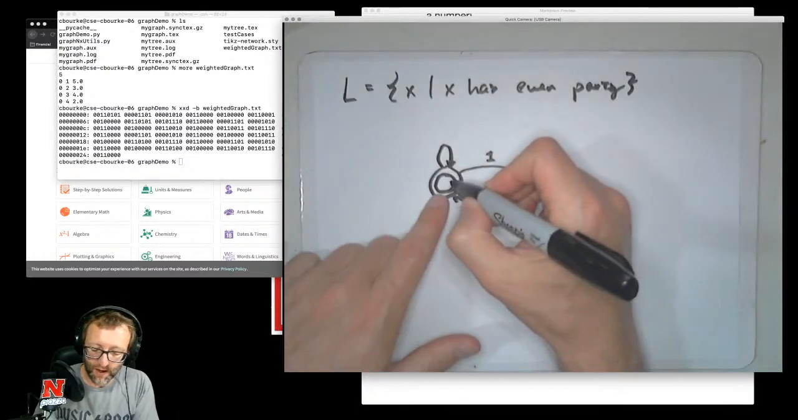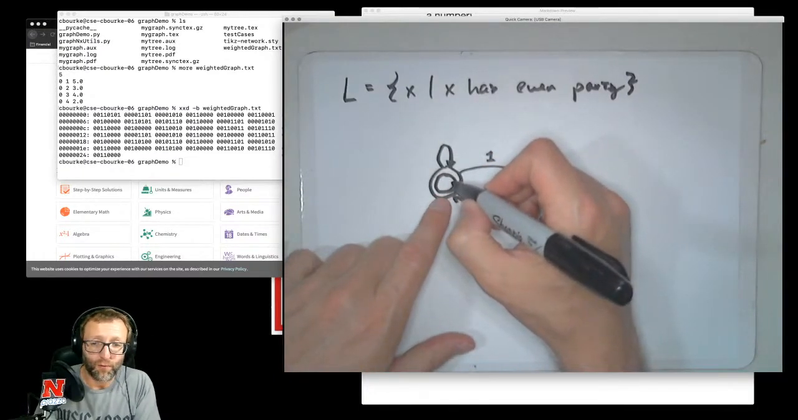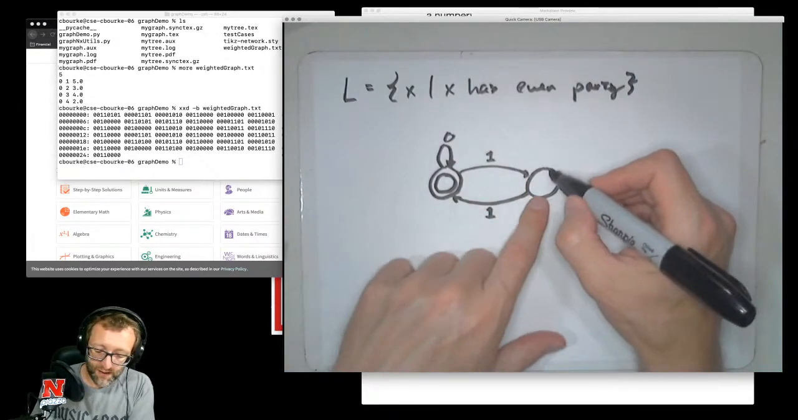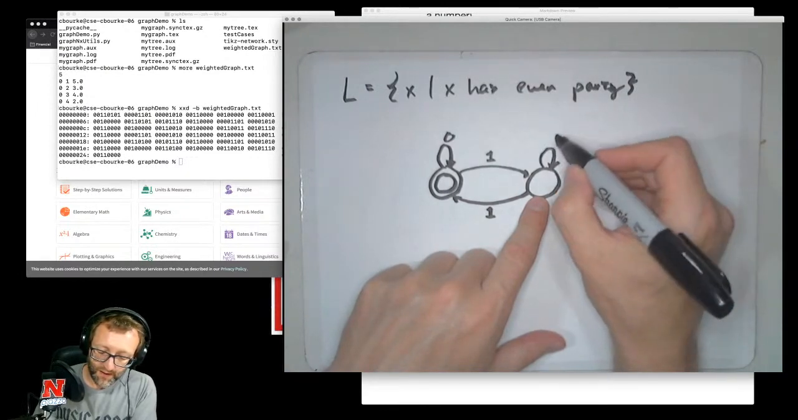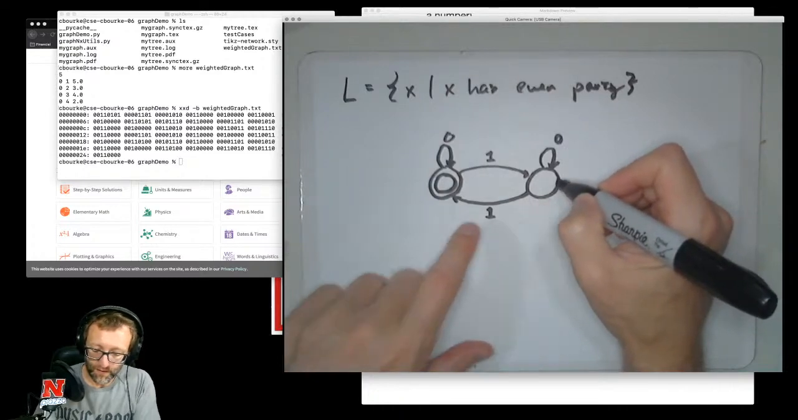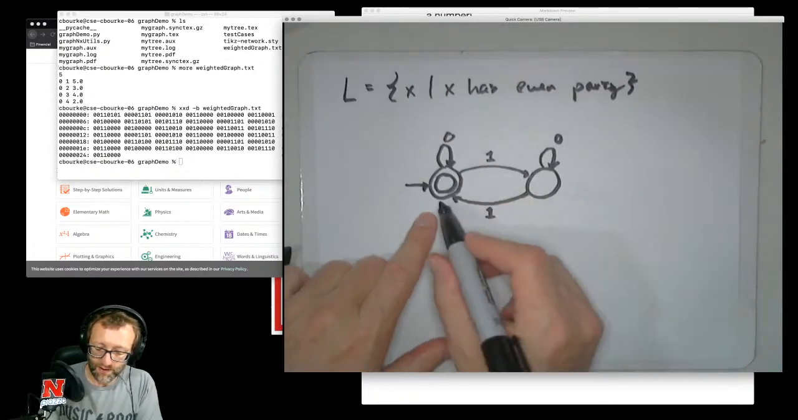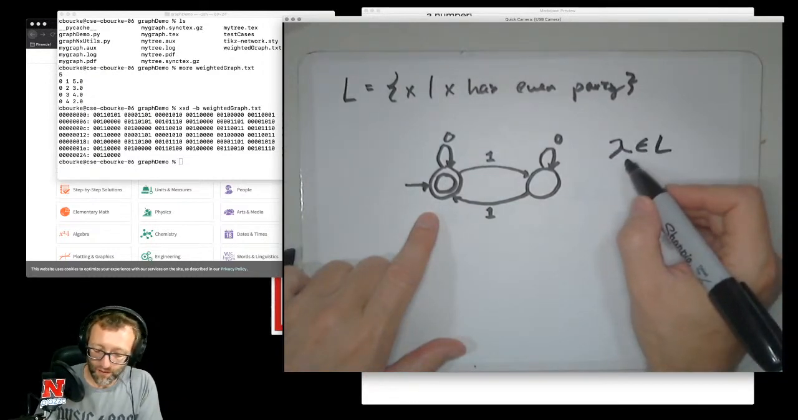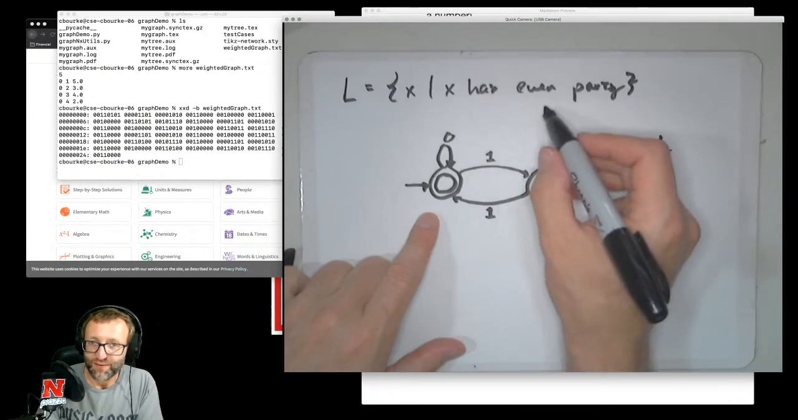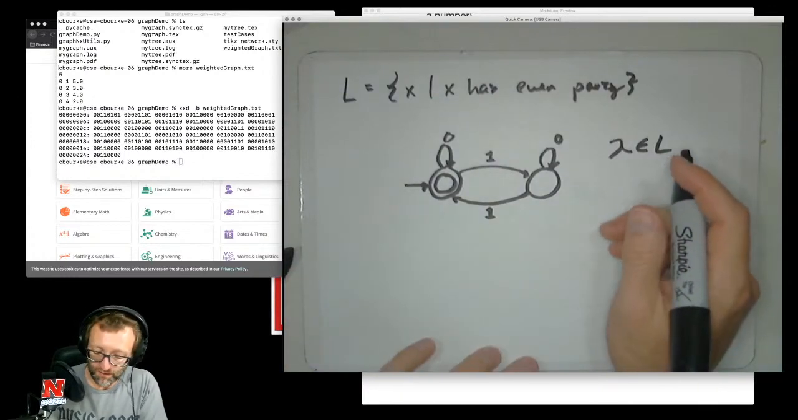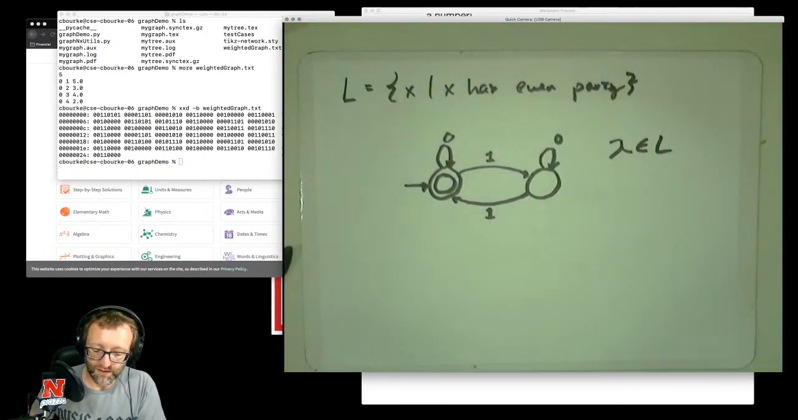So if you see a 0 and you've already seen an even number of 1s, well, that's not going to affect the parity at all. If you've seen an odd number of 1s, that's not going to affect the parity at all. So if you see a 0, you stay in that state. Right? Make this the initial state, and you end up accepting the empty string because, well, yeah, it's even. 0 is an even number, right? It has 0 1s, therefore the empty string has even parity. Right? And there's a nice little finite state automaton that can do actually something pretty powerful and pretty useful.